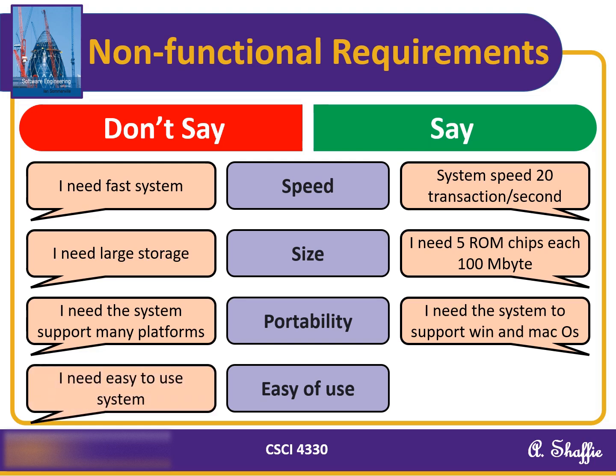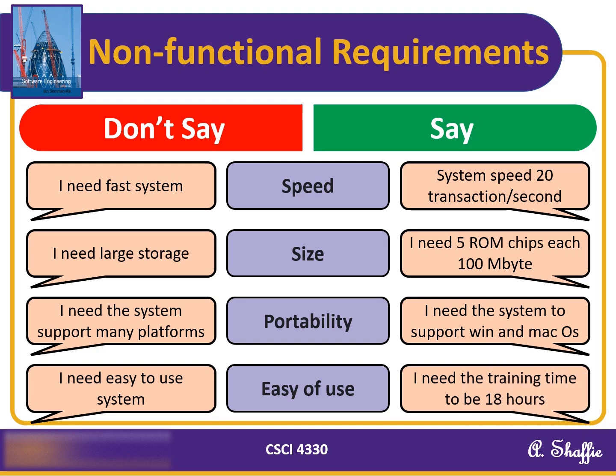Ease of use. I need an easy to use system. How easy is that system? Like we did previously, I need the training time to be 18 hours. That means the system is easy. I will train the users for 18 hours, and after that I expect the user to be able to use it. If they are struggling, then I have a problem in my system. If they can use it, then I achieved the goal.